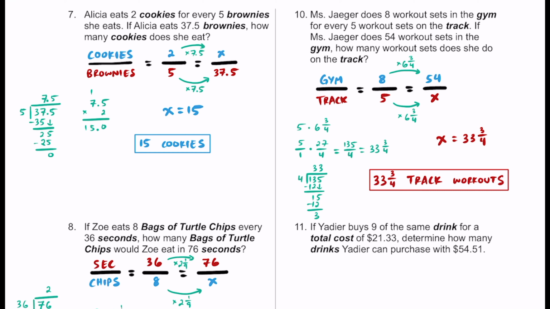So we had a ratio of 8 gym workouts to 5 track workouts. So if Miss Jaeger does 54 of these gym workouts at 6 3/4 or 6.75 times the amount more of these gym workouts, then she must do 6 3/4 or 6.75 times more track workouts. 5 multiplied by that 6 3/4 turns out to be 33 3/4 track workouts. So not quite 34 track workouts, but 33 3/4 of them.